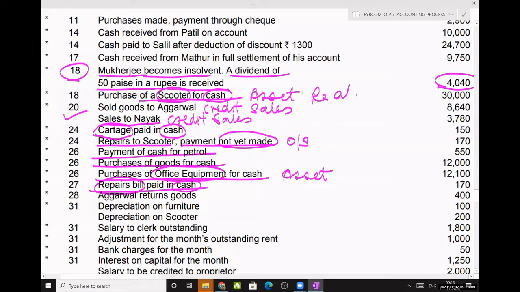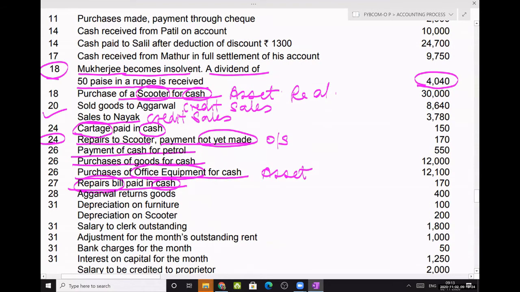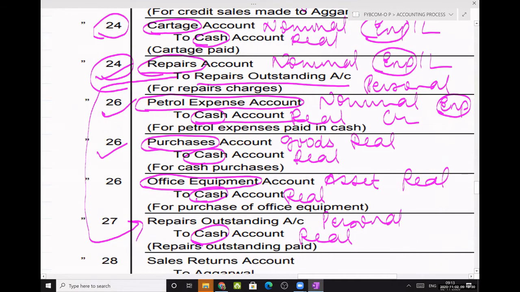Okay, and there was a transaction related to this repairs on 24th, where they said the payment is not yet made, meaning repairs was outstanding. So on 27th, the outstanding bill you have paid. 24th को जो outstanding था वो तुमने पे कर दिया. ठीक है, ये देखो. The repair outstanding account debit to cash.